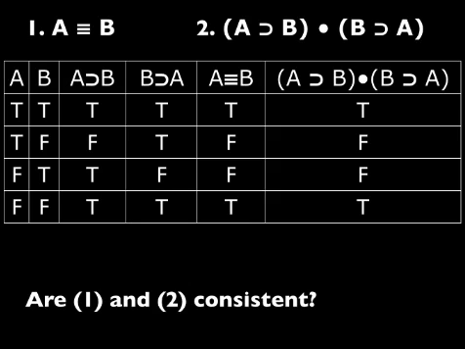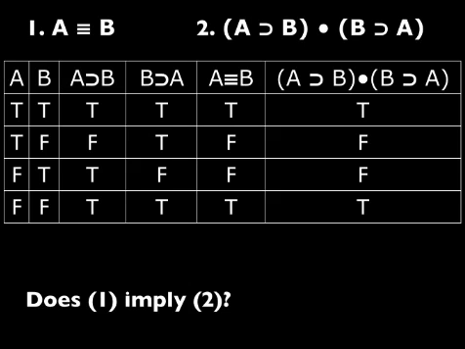Next question. Are 1 and 2 consistent? So now we're just looking for any row where they're both true. And sure enough, row 1, they're both true. So they are consistent. And again, yes, they are also both true on row 4, but that doesn't matter. As soon as you find one row where they're both true, then you can just answer yes to the consistency question. It only takes one.